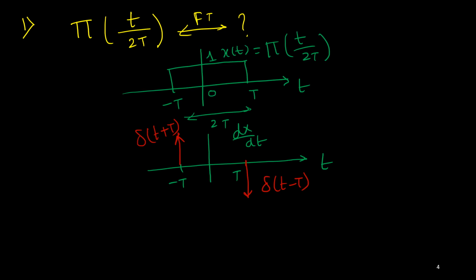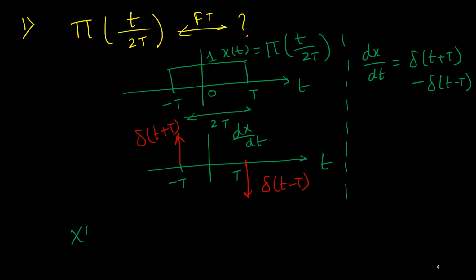So now we can express this dx dt as having two components. One is delta of t plus T, and another one is minus delta of t minus T. Now from here we can find capital X of j omega.